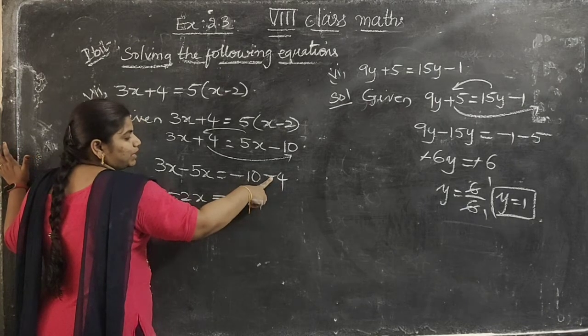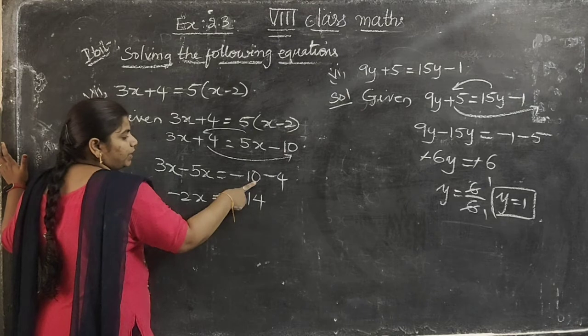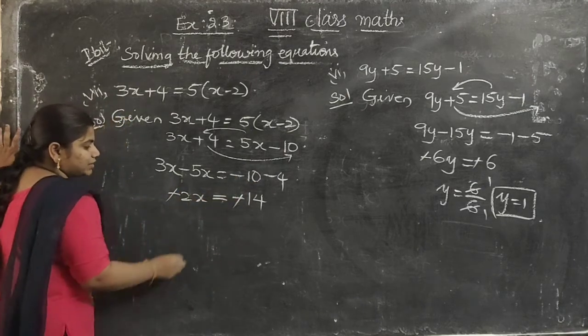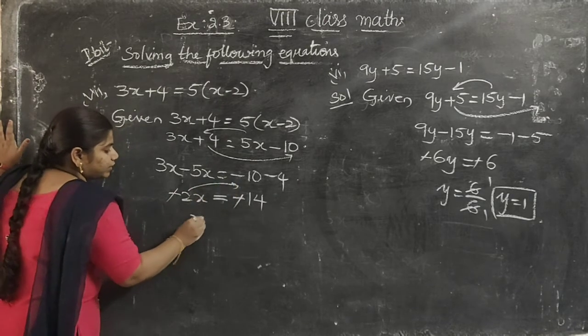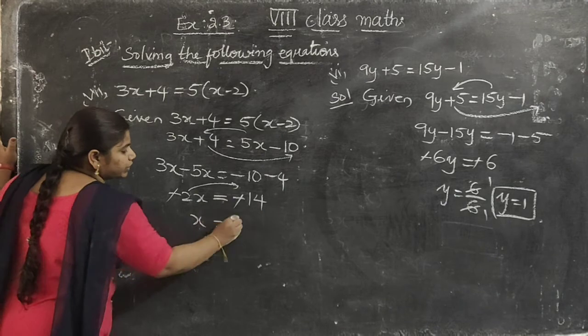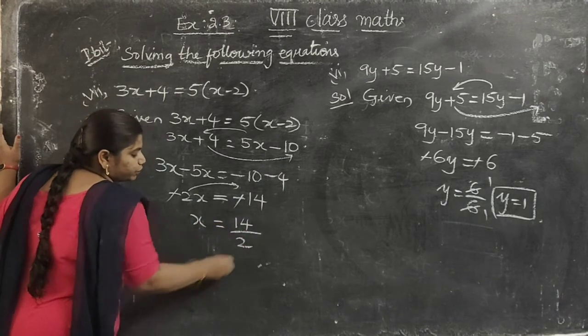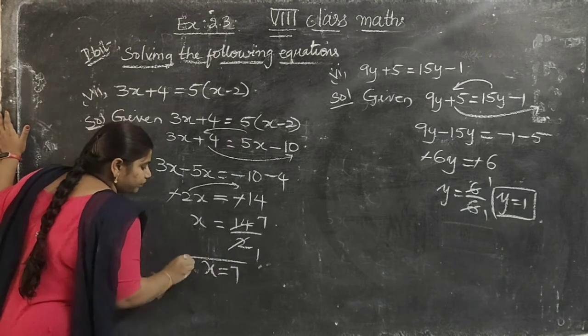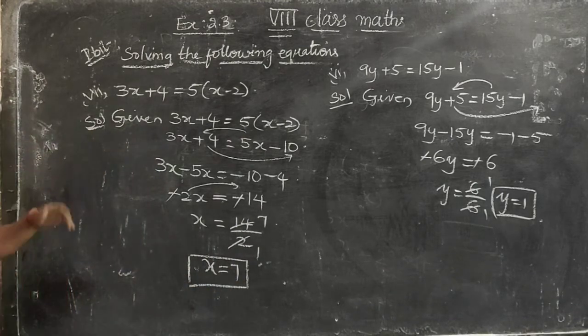Minus into minus is plus, 10 plus 4 is 14. Bigger number sign is minus, so minus 14. So minus minus will get cancelled. Send this 2 to the other side, that is in the form of multiplication, so if you transpose, that will be converted into division. That is 14 by 2. 2 sevens are 14. So the x value is how much here? 7.